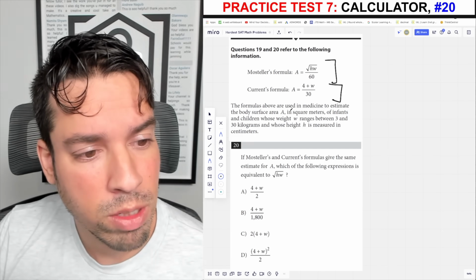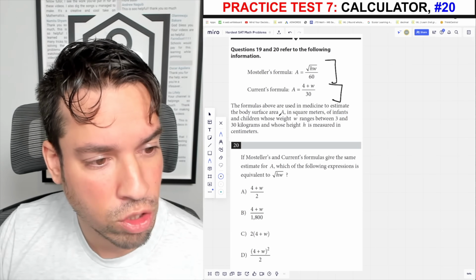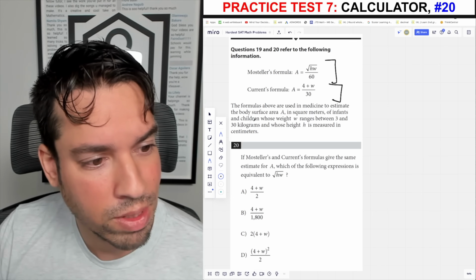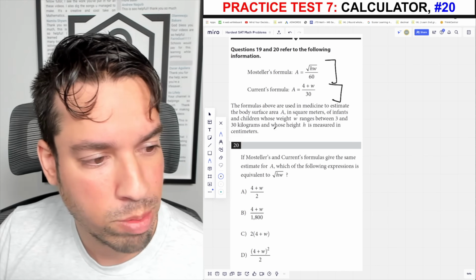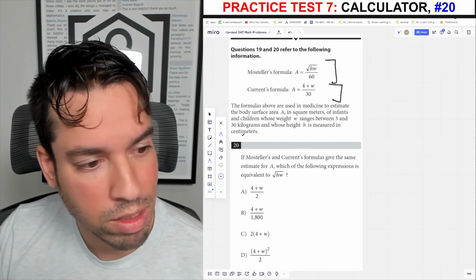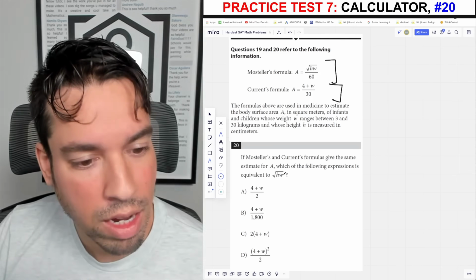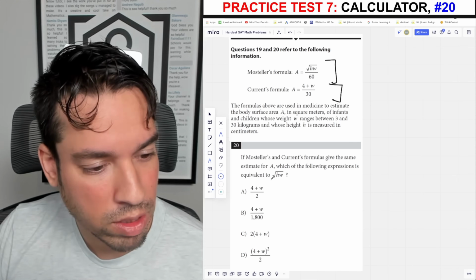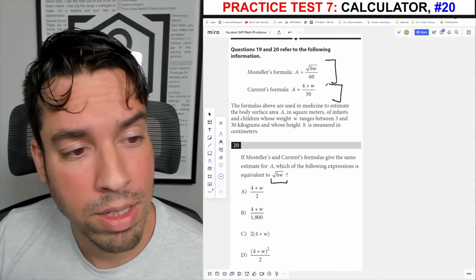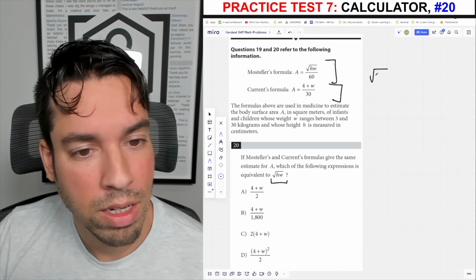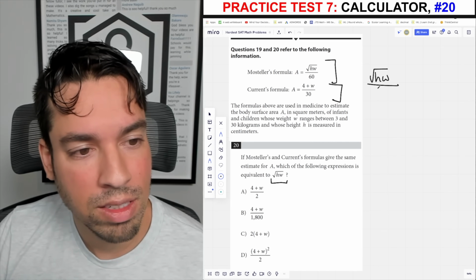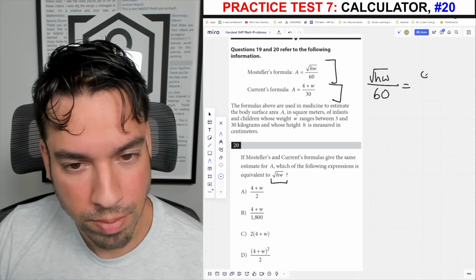So it says the formulas above are used in medicine to estimate the body surface area A in square meters of infants and children whose weight ranges between 3 and 30 kilograms and whose height is measured in centimeters. If Mosteler's and Current's formula gives the same estimate for A, which of the following expressions is equivalent to this? So first of all, if they give the same estimate for A, that's telling me that all I'm going to do is set these guys equal to each other.